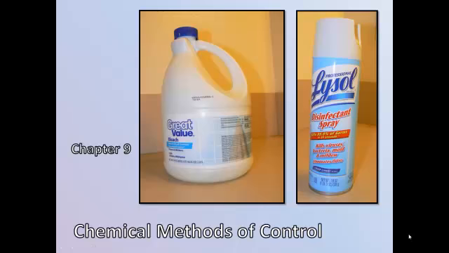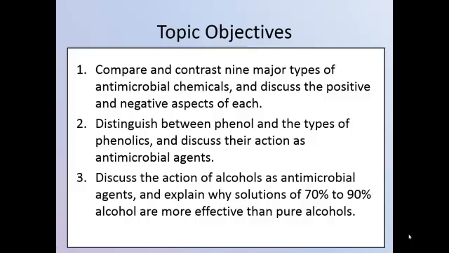Chapter 9, Chemical Methods of Control. The learning objectives for this topic are: compare and contrast 9 major types of antimicrobial chemicals and discuss the positive and negative aspects of each.